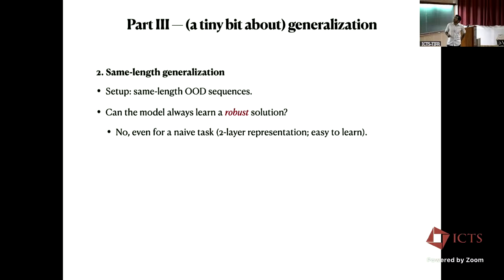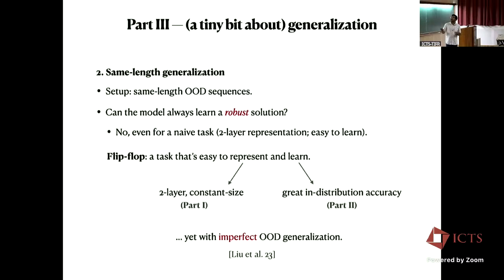So coming to the same length generalization, meaning the length is the same, but you're interested in seeing how it generalizes to out of distribution sequences. Okay, so it turns out that even on some very simple tasks, these models fail to learn robust solutions. And one such task people have observed is something called flip-flop. It corresponds to read or write operations on a 1-bit memory unit. It's a very simple automaton, right? It has 4 states and so forth.